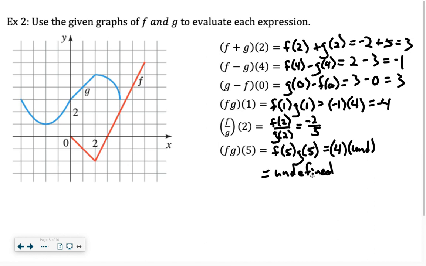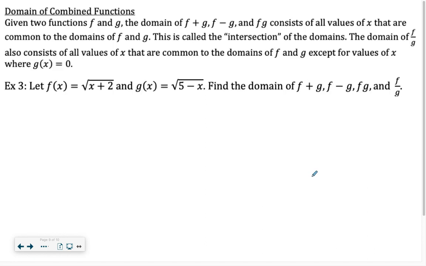All right? The final idea is talking about the domain of combined functions. All right, so given two functions, the domain of f plus g, f minus g, and f times g is just all the values that are common to the domains of both of those functions. In other words, it's the intersection of those domains.